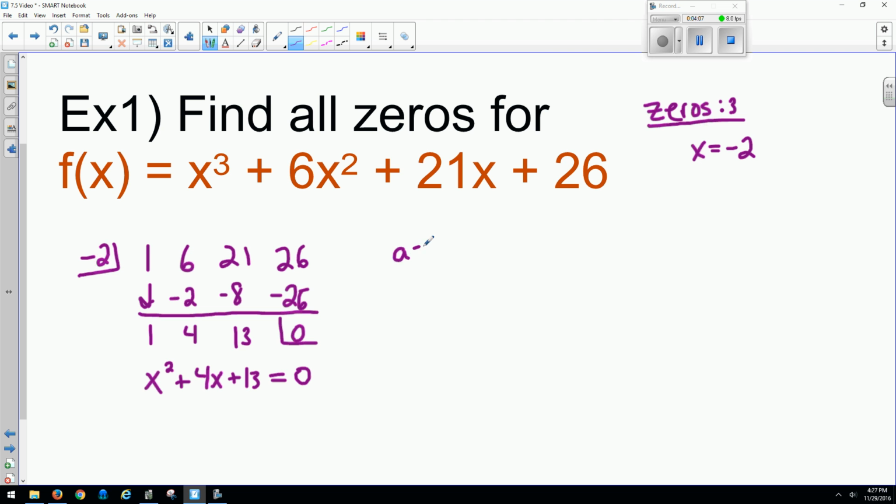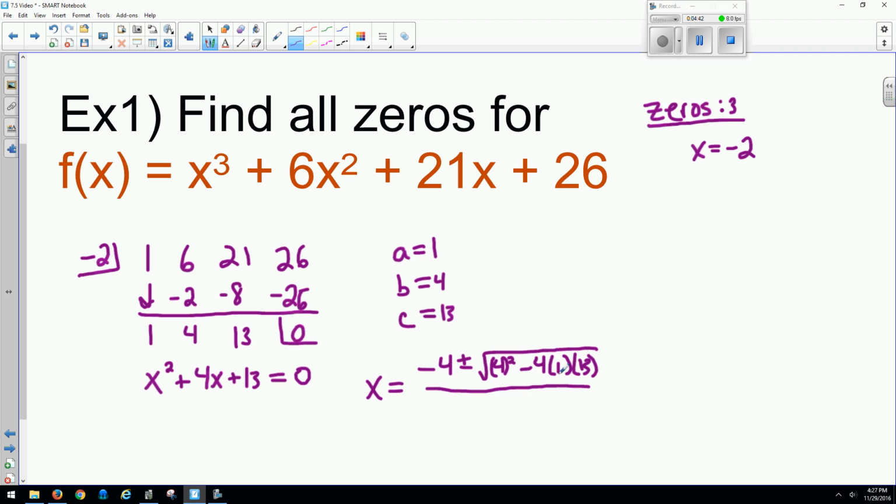So I'm going to define a, b, and c. A is 1, b is 4, c is 13. And you just saw the quadratic formula on the other page. Go ahead and refer back to that if you need to. I'm going to go ahead and substitute this into the quadratic formula. So it's going to be -4 plus or minus the square root of 4 squared minus 4 times 1 times 13 all over 2 times 1.